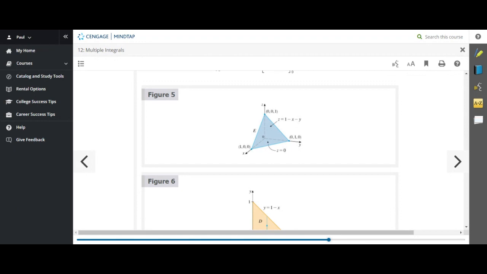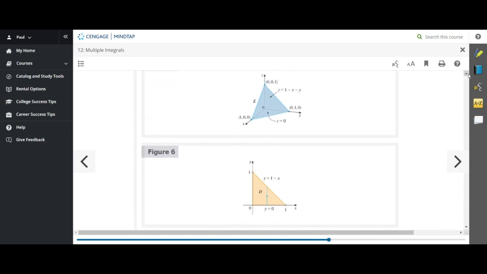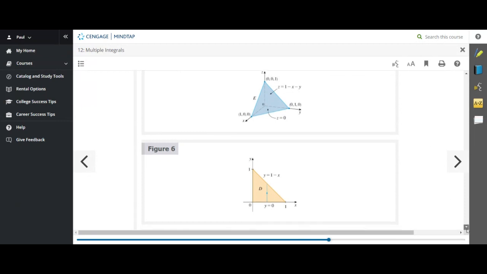So now we're ready to, and then, of course, figure 6 shows the region D. If you project that solid E down into the xy plane, you get the region D. And the region D, you could either do dy dx or dx dy, but they're choosing to do dy first.